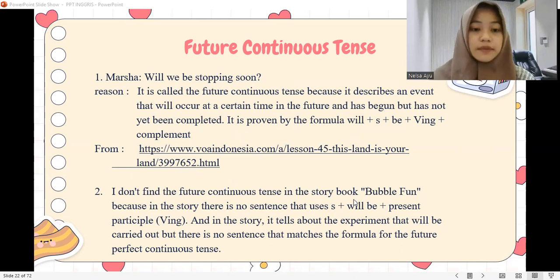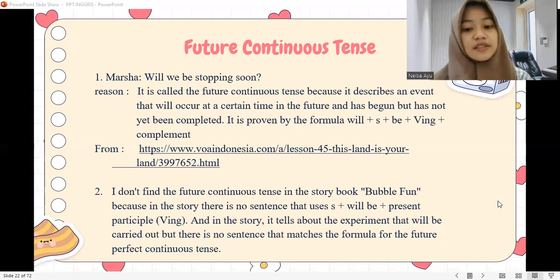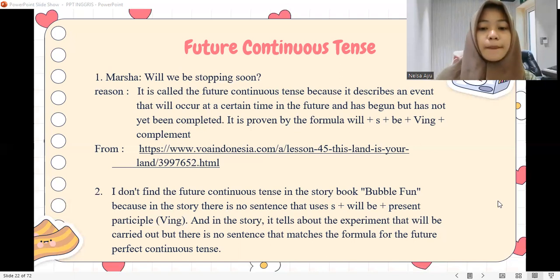Next, example number two. I don't find the future continuous tense in the storybook Bubble Fun, because in the story there is no sentence that uses subject plus will be plus present participle or verb ing. And in the story, it tells about the experiment that will be carried out, but there is no sentence that matches the formula for the future continuous tense.